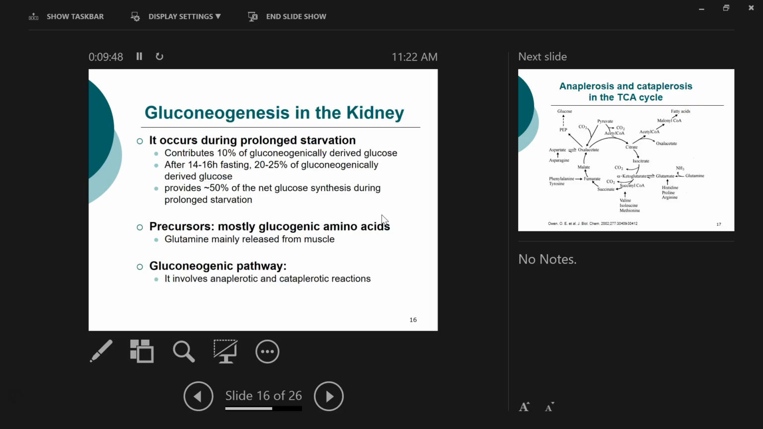And the kidney is also an important organ that is able to do gluconeogenesis. Basically, it mostly uses amino acids as the precursors, and it is very important when we undergo long-term, prolonged starvation. The kidney becomes important, and the liver was the first tissue that does the gluconeogenesis.